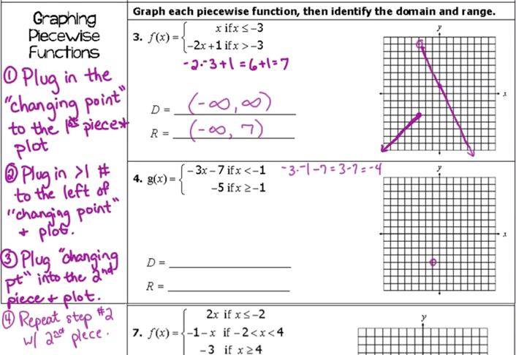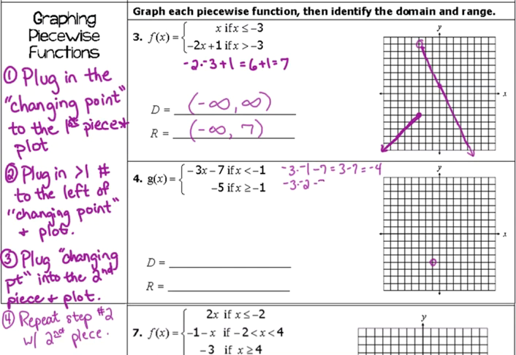At -1, -4. -1, -4 gets an open circle. Now, this piece says less than, so we're going to pick a value to the left of -1. What do y'all want to plug in to the left of -1? -2 sounds good to me.